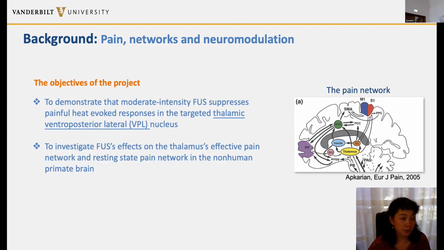The objectives of the project are to first demonstrate that moderate intensity focused ultrasound can suppress painful heat evoked response in the targeted thalamic ventral posterior lateral nucleus. This nucleus is involved in pain processing in the human and animal brain. The second objective is to investigate ultrasound's effect on the thalamus's effective pain network and resting state pain network in a non-human primate model.